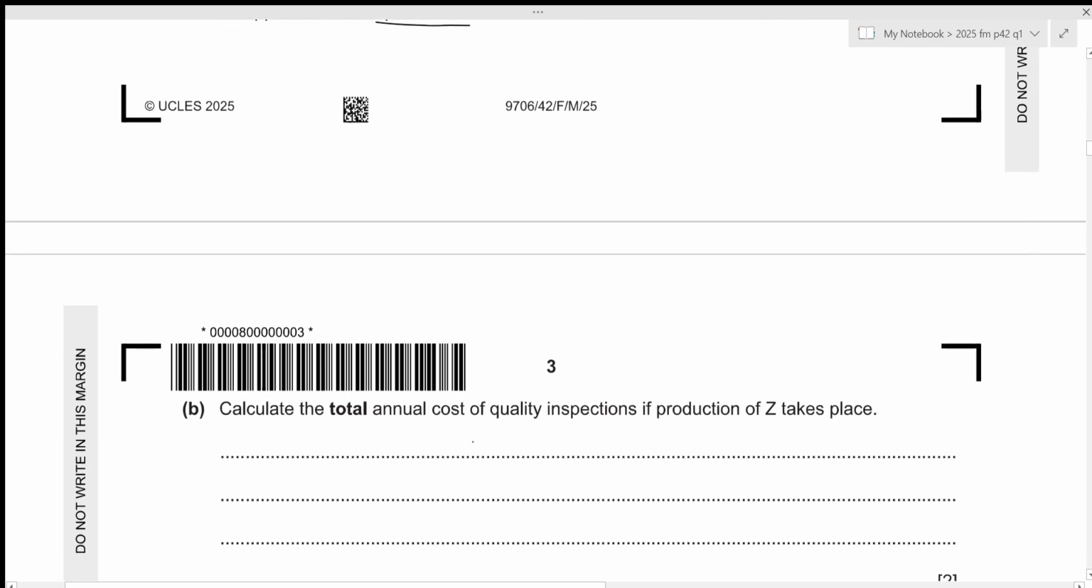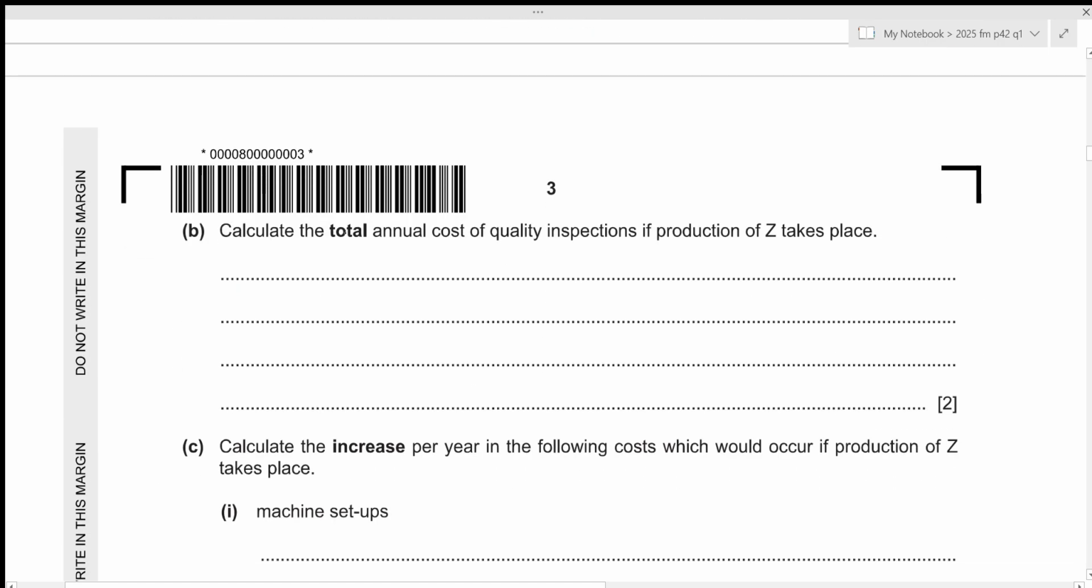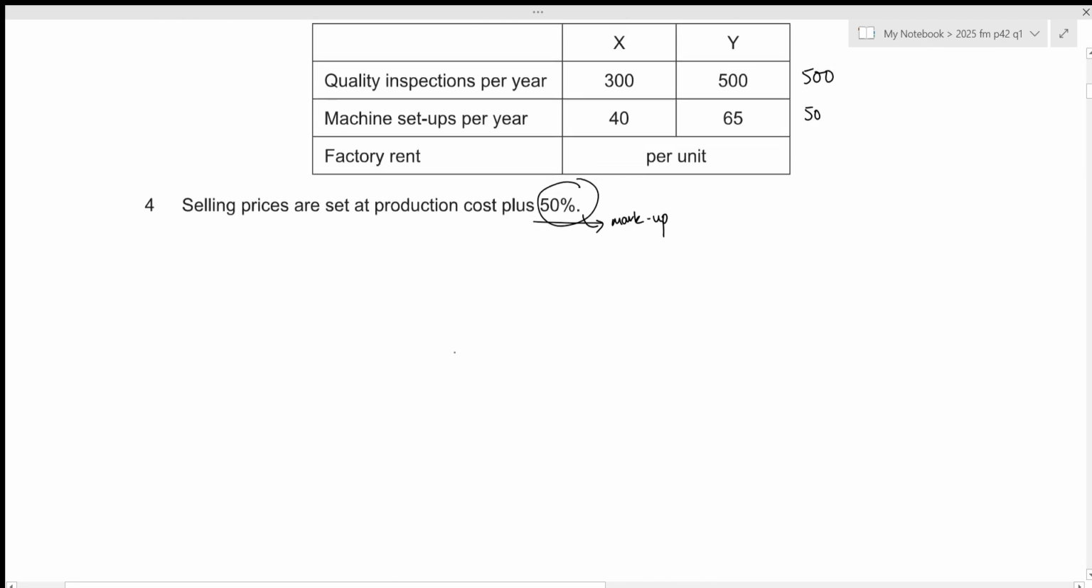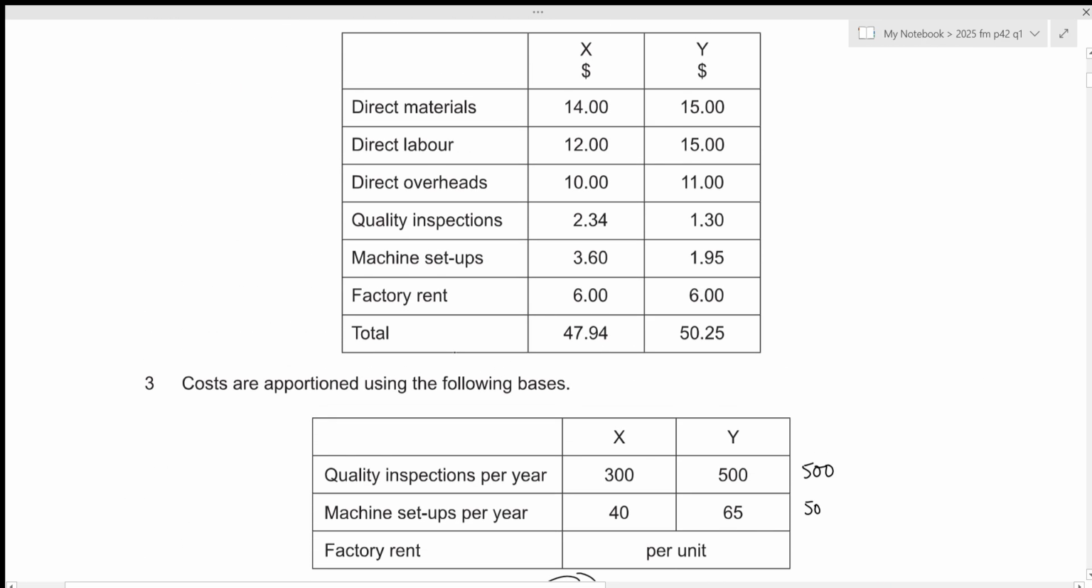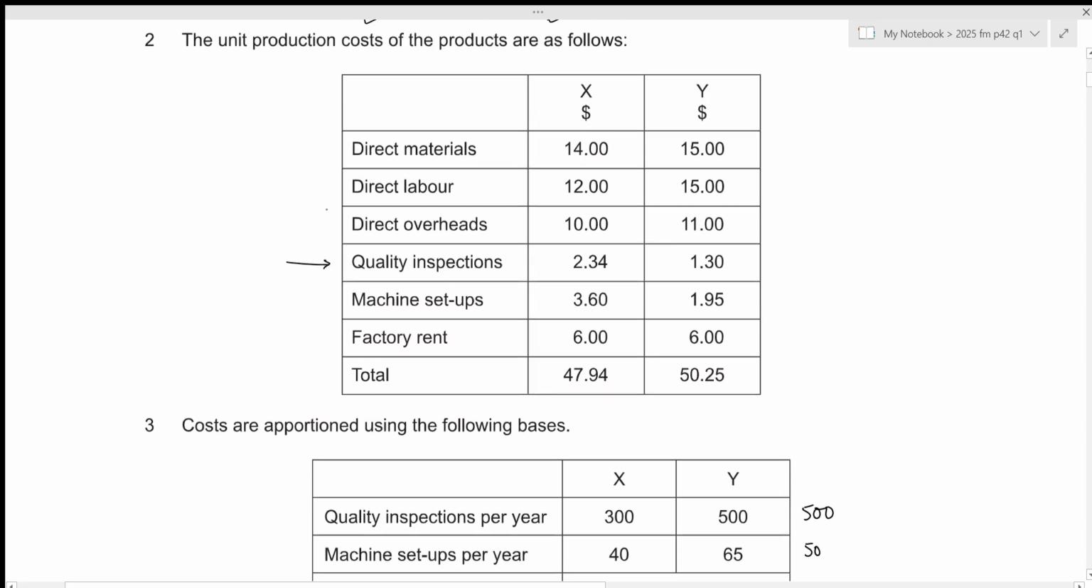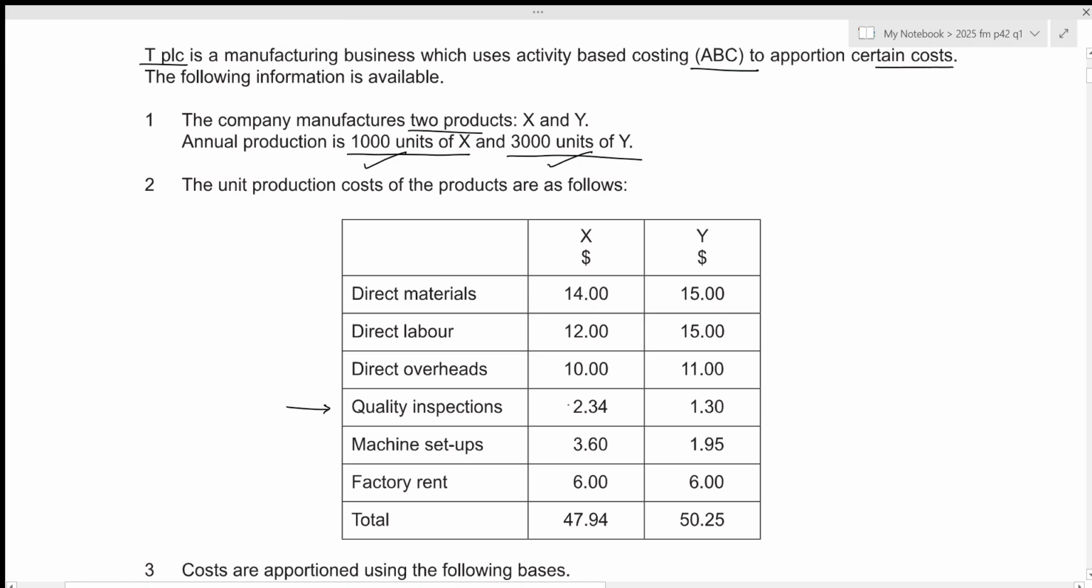Let's take a look at the next question. We need to calculate the total annual cost of quality inspections if production of Z takes place. We already know that the new value for our total quality inspections cost would be 2 times the previous value. So the first thing we need to do is figure out the previous total for our quality inspections. We can see that the quality inspections per unit value is given right here. So 2.34 per unit of product X and 1.30 per unit of product Y.